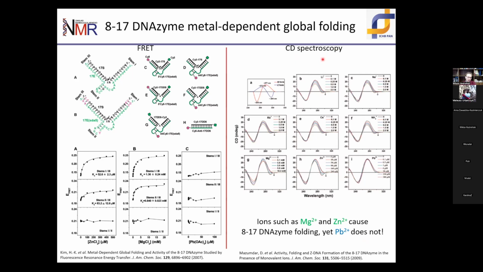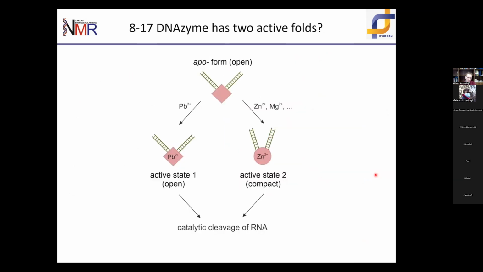CD spectroscopy arrived at a very similar conclusion. Zinc and magnesium changed the CD spectrum, while lead didn't, which meant that it seemed that this DNAzyme actually has two active forms. Let's say a more open one that's present without metal ion, and that lead binds directly to it, can activate it and cleave RNA, while other metal ions actually induce a different active state, a more compact one, with the arms closer together, and cleave RNA from this, which was very, very strange because it would mean that this is an enzyme that can work from two different active states.